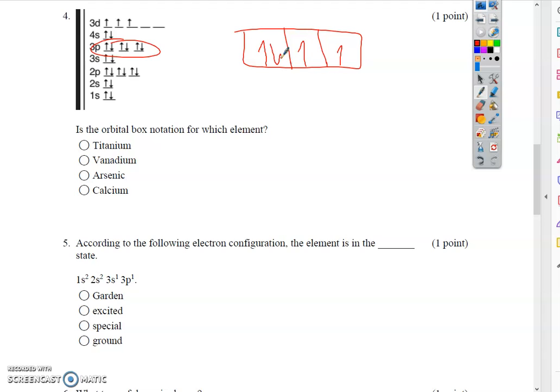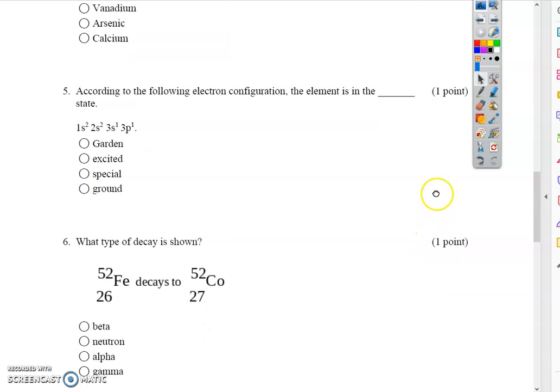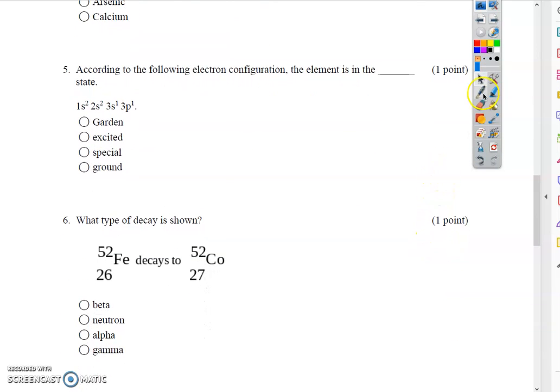According to the following electron configuration. Okay, now for this one, if it's asking you about the electron configuration, whether it's in the excited state or the ground state, the ground state just means the orbitals were filled in the order that you would expect, and that's what you want to look for. So in this one, it's going 1s2, 2s2, 3s1, so that makes sense so far, but then it jumps up to 3p1, where really it should end in 3s2.